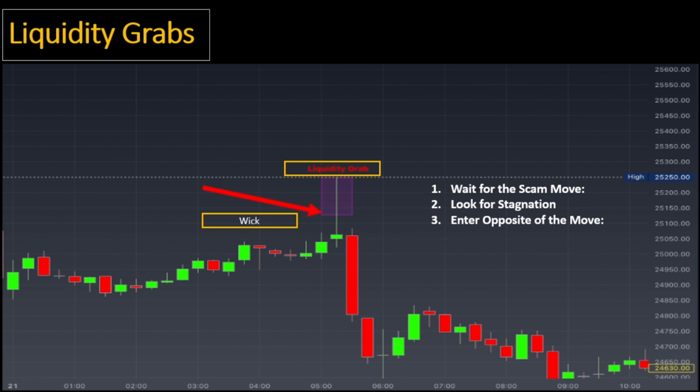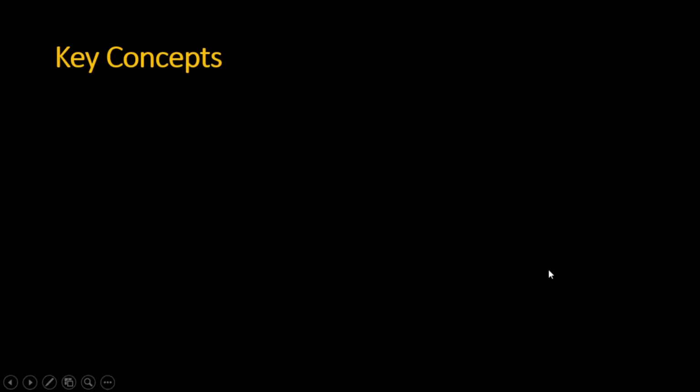In this example, you can see how waiting for the price to stabilize before entering a trade can help you avoid falling into the trap set by large market players. In conclusion, understanding liquidity grabs can be a game changer for your trading strategy. By recognizing these manipulative moves and adjusting your approach accordingly, you can better navigate the market's complexities.